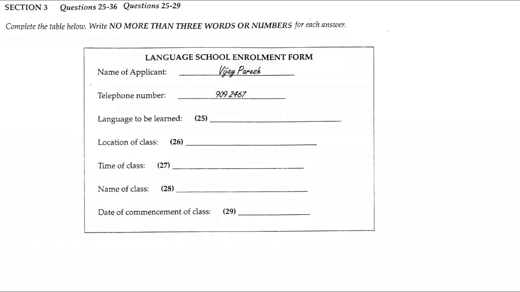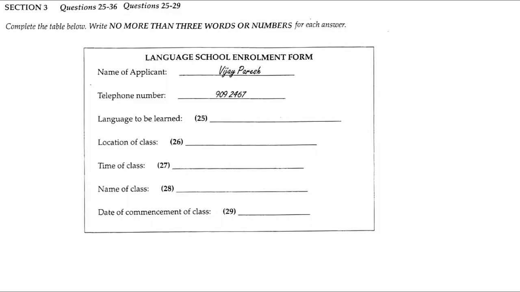First look at questions 25 to 29. Note the examples that have been done for you. Using no more than 3 words or numbers, complete the table.